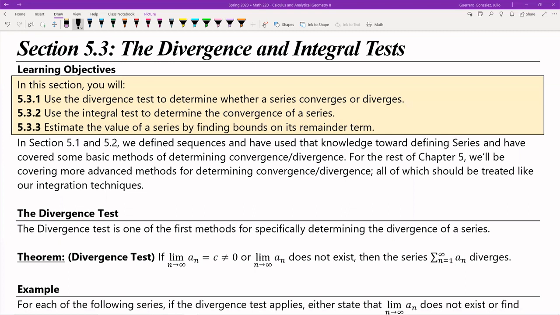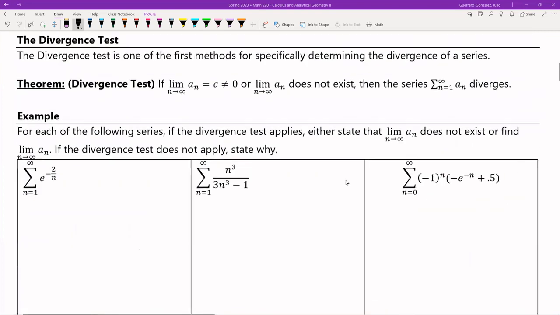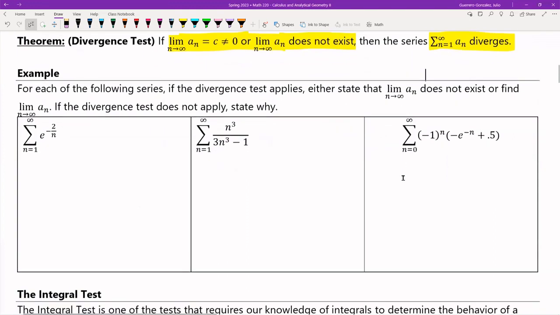So the first one that we're going to be using is the divergence test. If the limit of each one of the terms is equal to something that's not equal to zero, so pick any number that's not zero, or if the limit does not exist, then the series itself diverges. So let's go ahead and do some of these.